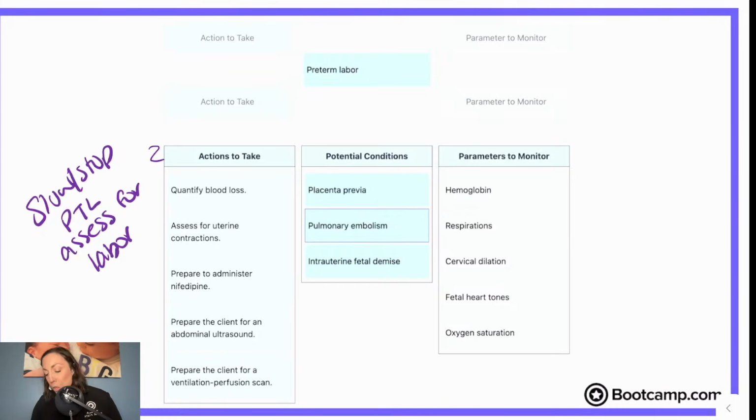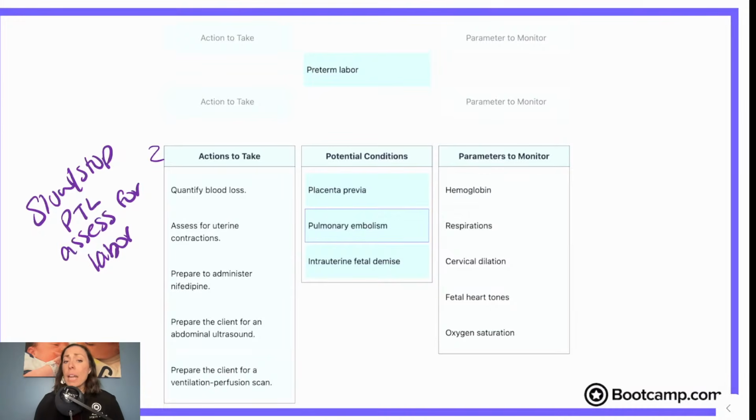Okay, so QBL, quantified blood loss. What do we think about this? When would we quantify blood loss? Yep, perfect. So yeah, when the placenta detaches, anytime there's a lot of bleeding, anytime there's bleeding, we're watching how much is happening.